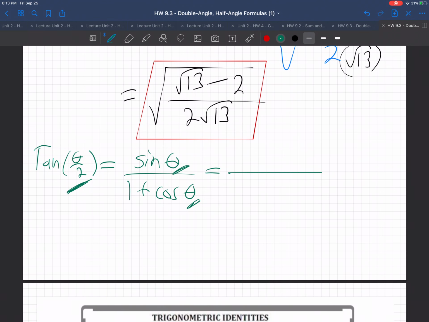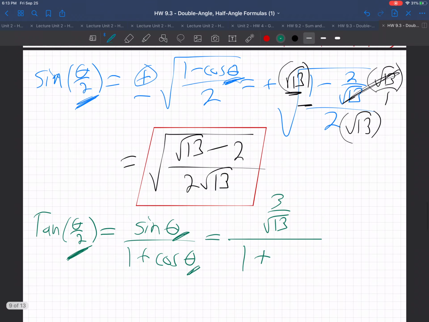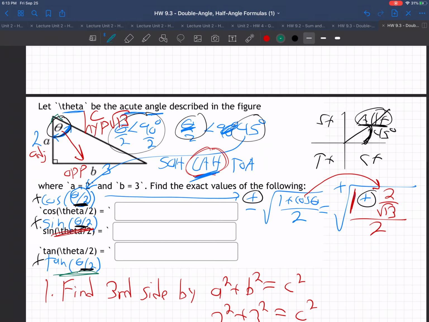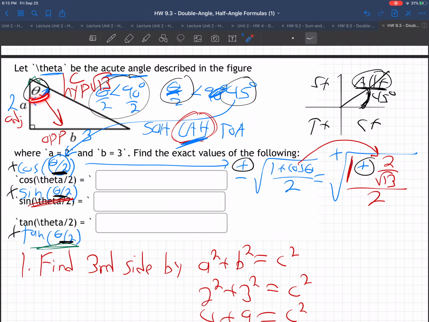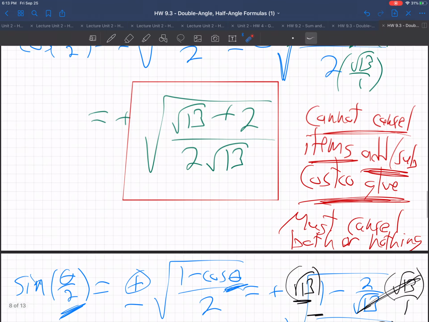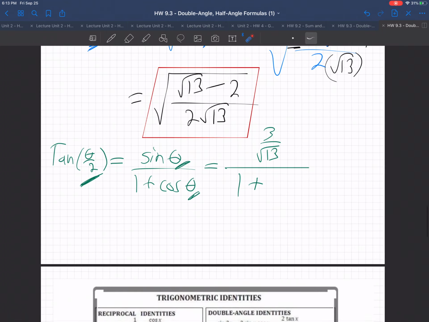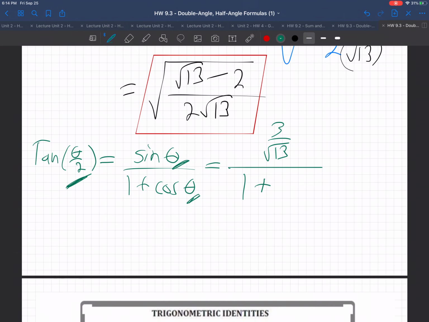So 3 over root 13 over 1 plus, and then what's cosine of regular theta? Go back again to the triangle, because that has the regular theta. Cosine, you know, is adjacent over hypotenuse. 2 over root 13 is cosine. Here we go.